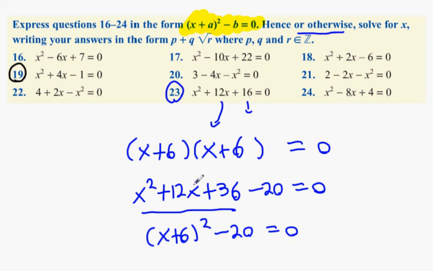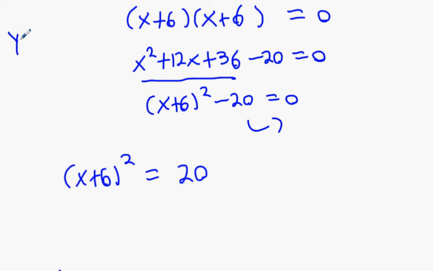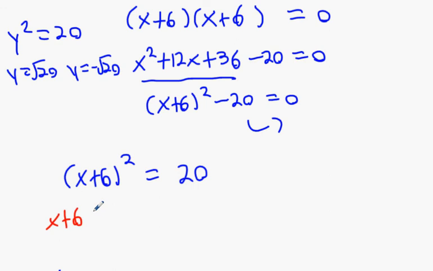Now, I could go back to the very start and do the minus b formula, but I already have a lot of work done here. I'm going to take advantage of that work. I'm going to bring the 20 over the other side, and I'm going to get x plus 6 squared equals 20. I'm going to square root both sides. So remember, if I had y squared equals 20, there'd be two answers, wouldn't there? y equals root 20 and y equals minus root 20. This is the same thing. I'll have x plus 6 equals root 20, or x plus 6 equals minus root 20.